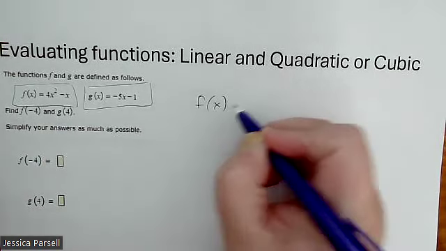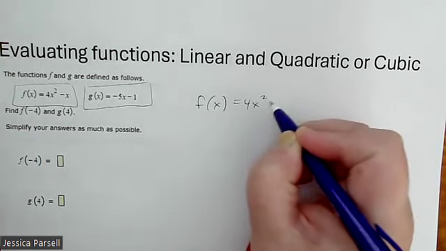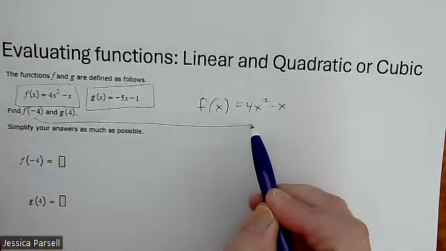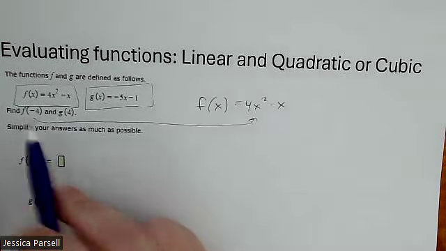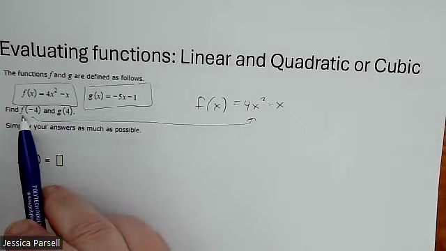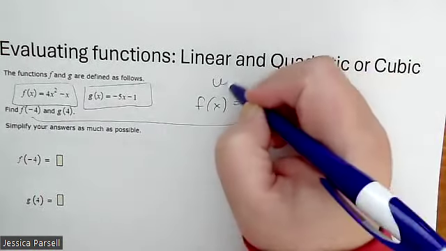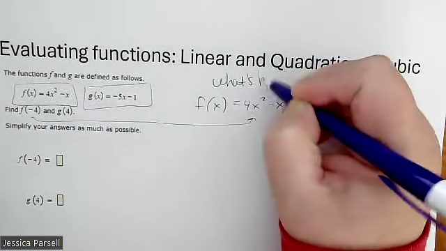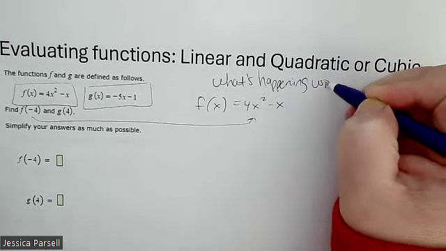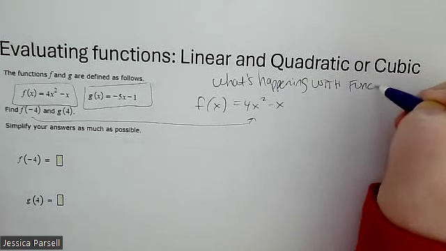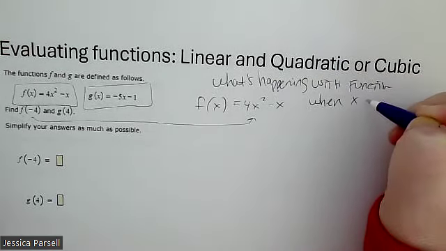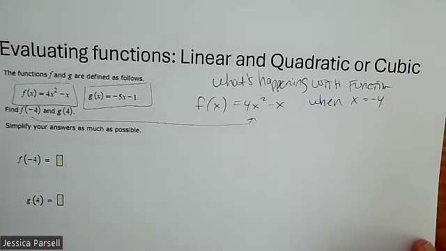F of x equals 4x squared minus x. And they want you to take -4 and put it in for x. That's when they say find f of -4. They want you to find what's happening with the function. Let me write that out. What's happening with the function when x is equal to -4?